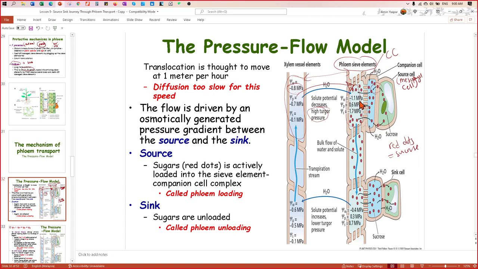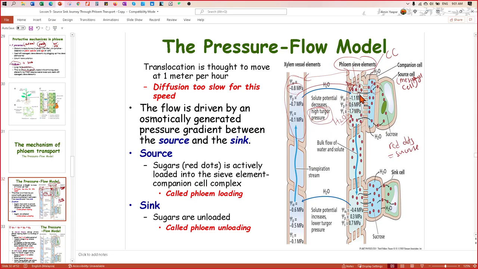So what will happen then? You will create this high turgor pressure, because suddenly you have not only lots of sucrose, but you have lots of water as well. From where does the water come? From the xylem. Why does the water come? Because the phloem water potential is more negative than the xylem. This will create high turgor pressure, because now you have two things in abundance. You have lots of sugar, you have lots of water.